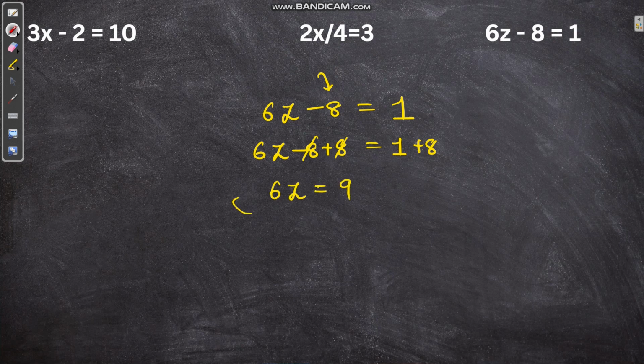Now along with z I have 6 which is multiplied. So in order to get rid of that, I have to divide. This is always opposite. If minus is present, you add plus. If multiplication is there, you divide. If division is there, you multiply. So this I have to do it here also. 6 and 6 is cancelled. So z is equal to 9 by 6. I'll divide this number by 3 and I'll get my answer, that is equal to 3 by 2. This you can use for any question. Okay, it will always work.